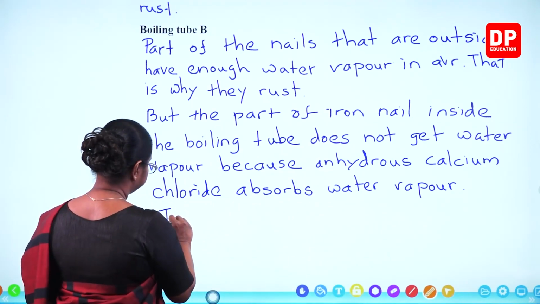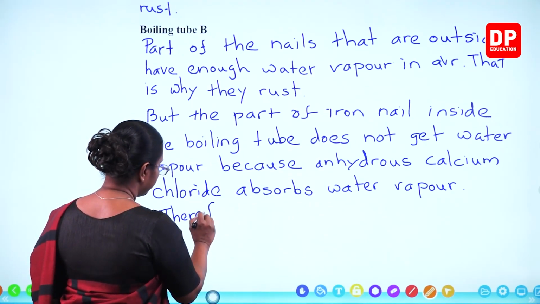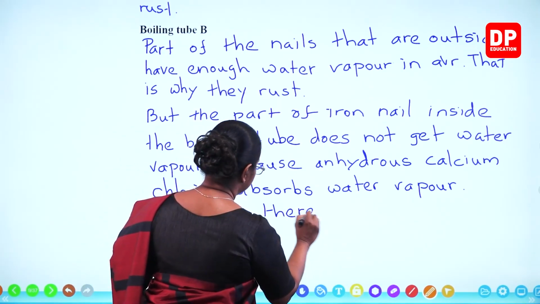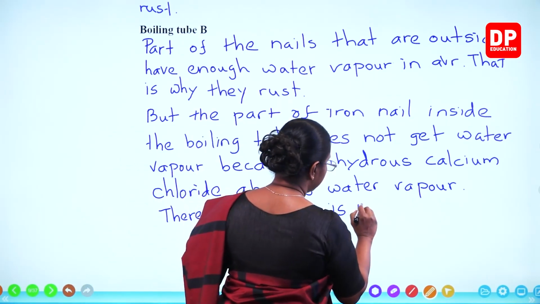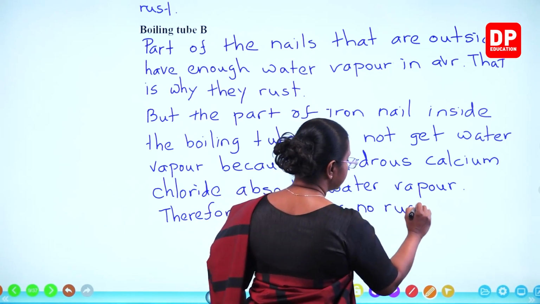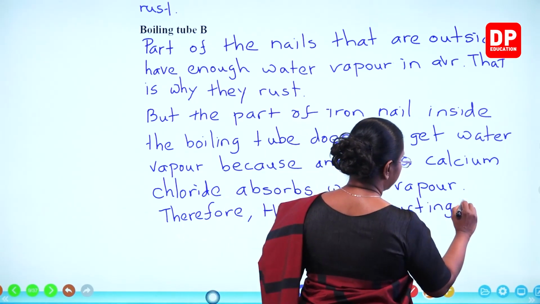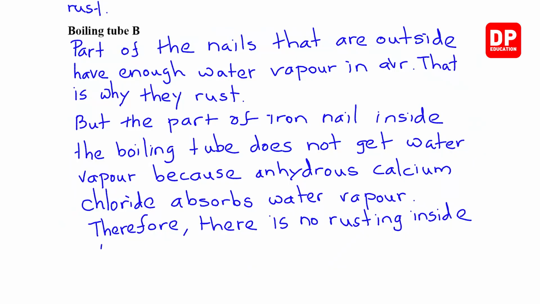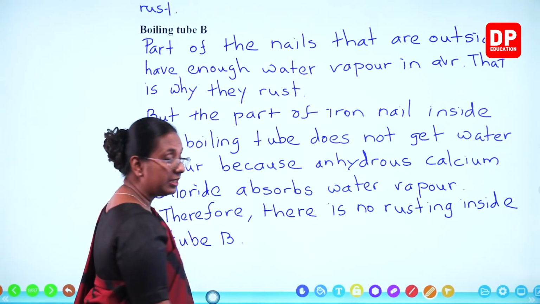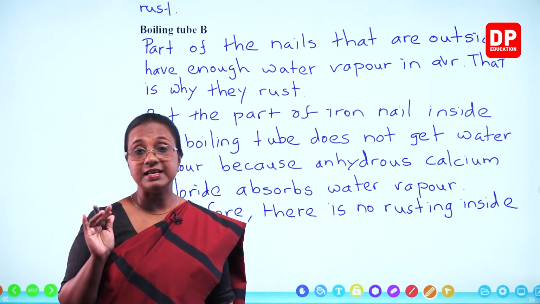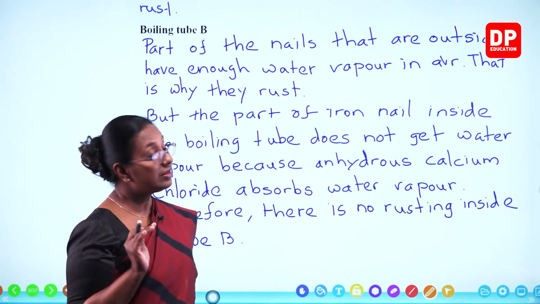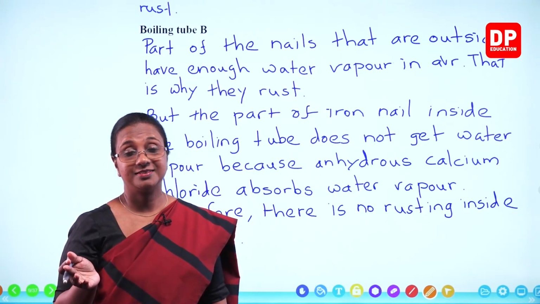Therefore, there is no rusting inside tube B. So only inside tube B the iron nails do not rust. So that is the reason for the observation.